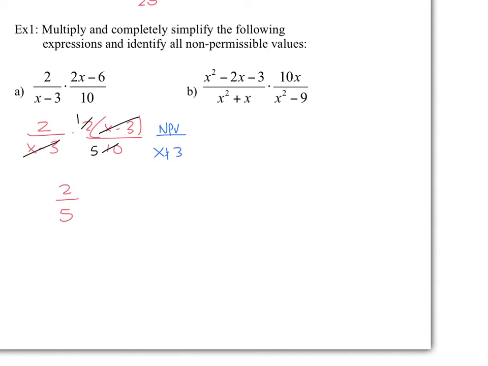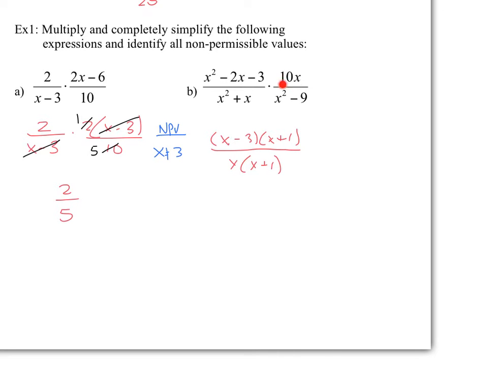We're going to do the same thing, maybe a little bit more factoring in this case. Notice that you have a trinomial here that you have to factor out. So what we have is x minus 3, x plus 1, divided by a common factor of x here. So you have x times x plus 1.